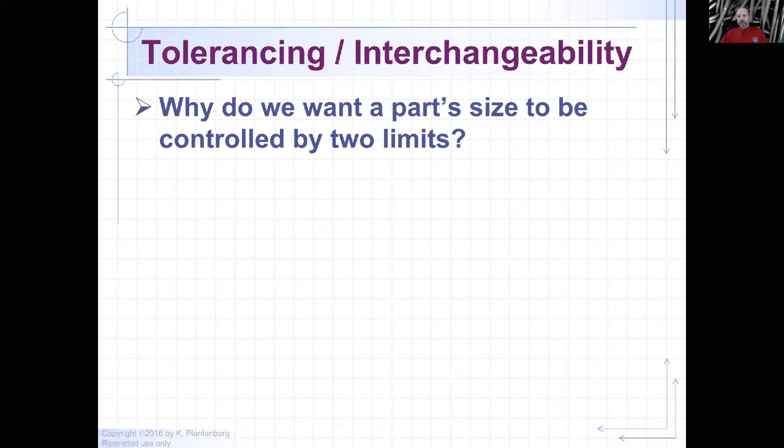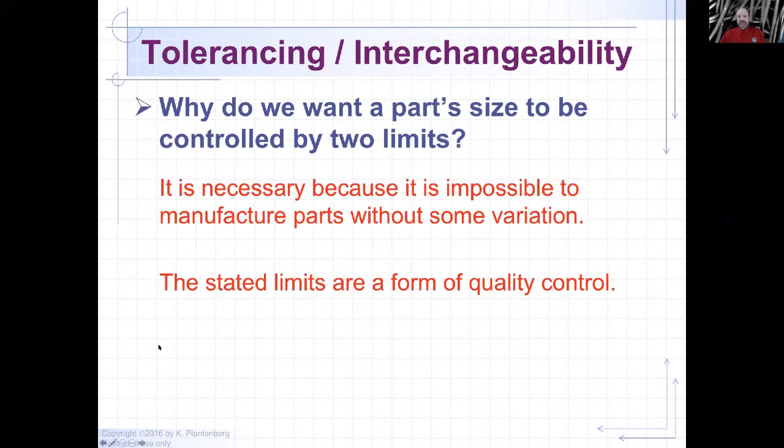So we have two limits that we typically specify when we're doing tolerancing, right? A lower limit and an upper limit. And these are called specification limits in industry. So that gives the person who's making it an idea of whether or not they made it right. Okay, so it's necessary to have two limits because it is impossible to manufacture parts without some variation. So you have to have a range. You can't tell people, I need it exactly 1 inch. There is no such thing as exact.